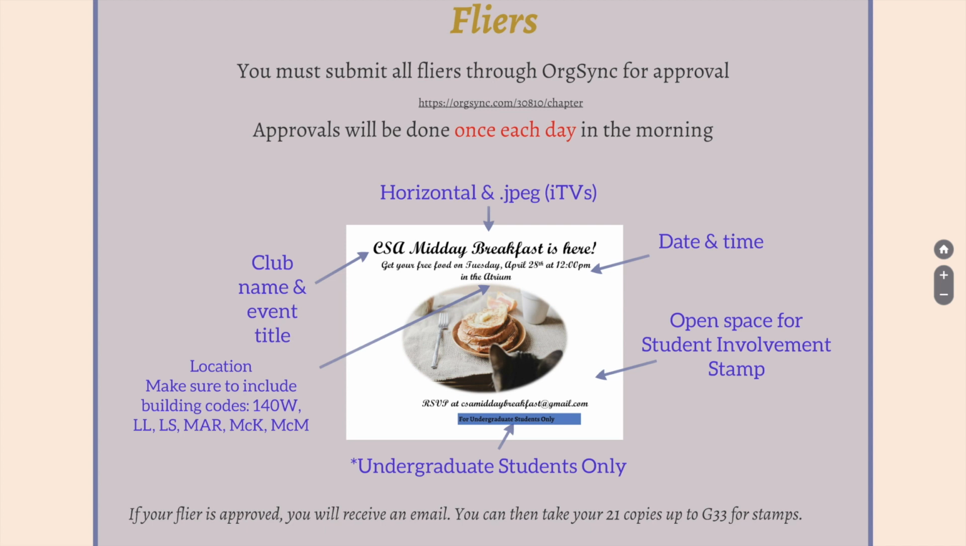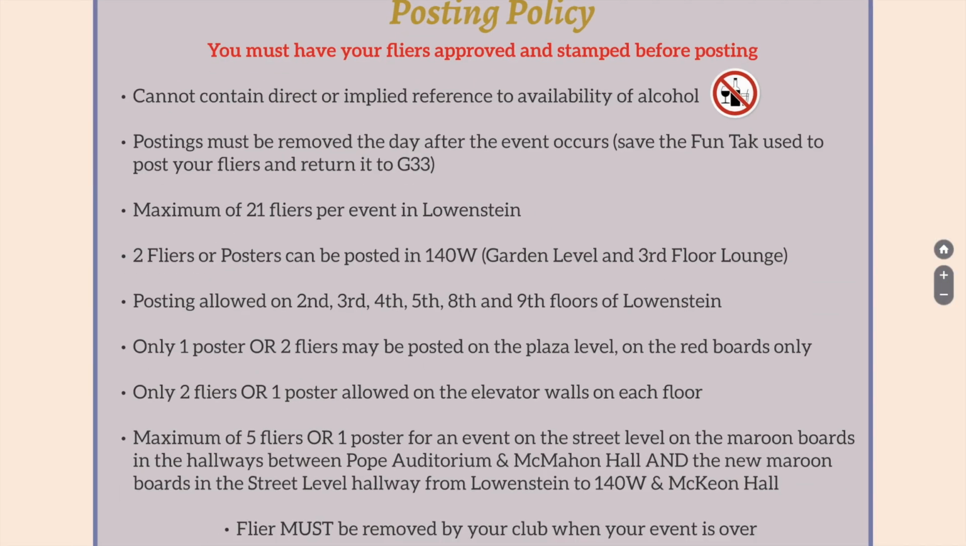If your flyer is approved, you'll receive an email. You can then take your 21 copies to G33 for stamping. You must have your flyers approved and stamped before posting. Flyers cannot contain direct or implied references to the availability of alcohol. Postings must be removed the day after the event occurs. We recommend you save the fun tack used to post your flyers and return it to G33.